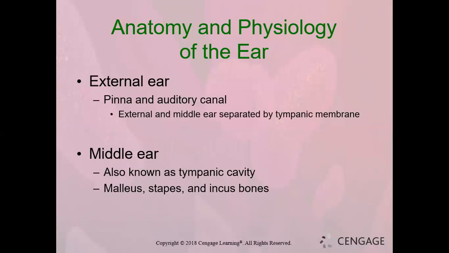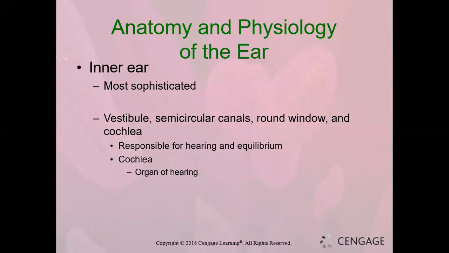Then you have the ear. You have the external ear and the middle ear. The external ear and the middle ear are separated by a tympanic membrane. So the middle ear has the tympanic cavity, and it includes the different areas that you see there. You don't really need to know those. Just know that there's a separation there. The inner ear is the most sophisticated part of the ear, obviously, that wants to be protected. So it is responsible for your hearing, your equilibrium, and the cochlea is your organ of hearing.